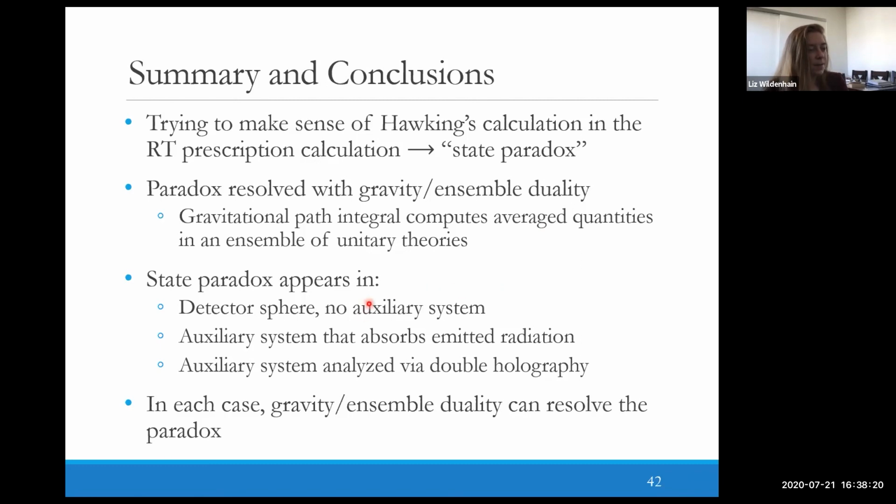And then we saw that this state paradox appeared in these three different examples: the case where we had the detector that was absorbing the radiation, the case where we had the auxiliary system collecting the radiation, and the case where the auxiliary system was collecting the radiation and we analyzed the system with double holography. But in each case, gravity ensemble duality was able to resolve the paradox.